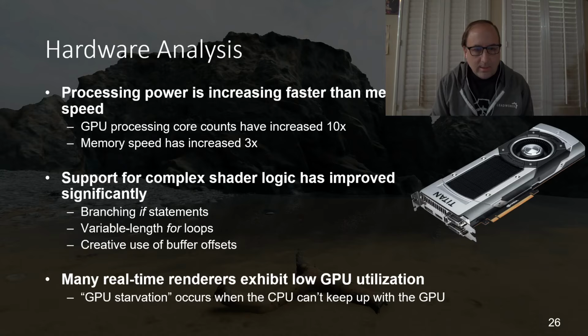Another thing I noticed is we can much more easily now do complex shader logic, things like branching if statements, variable length for loops. And these things are much easier to do on today's hardware. A variable length for loop was not something you wanted to do back around 2014 or so. So those are some things that I noticed. The hardware is very different today, and so a different architecture is needed.